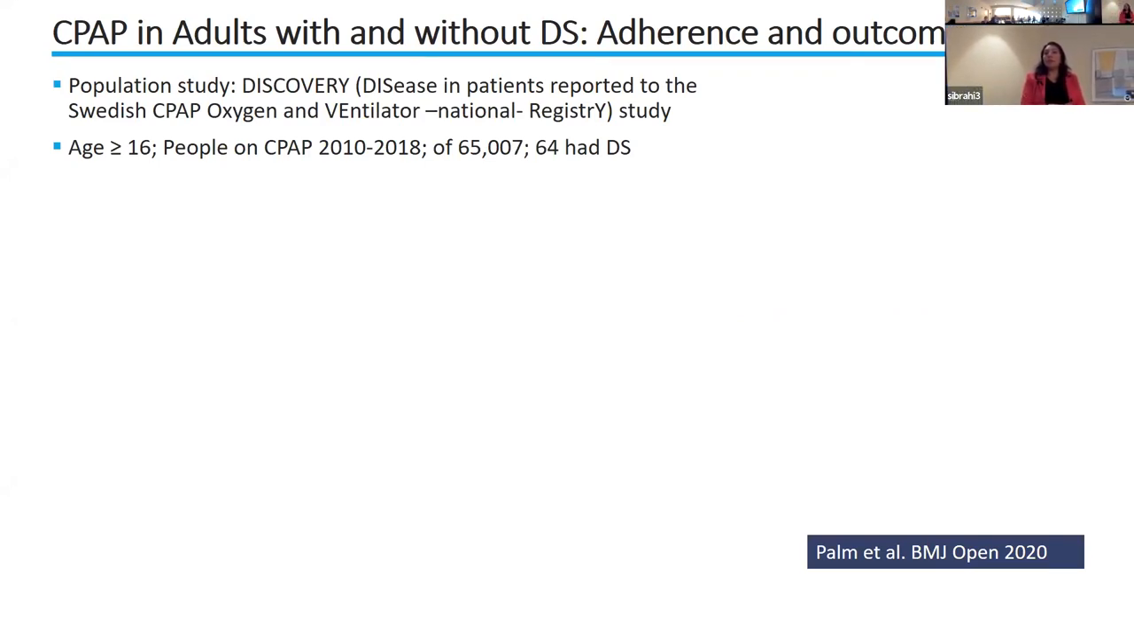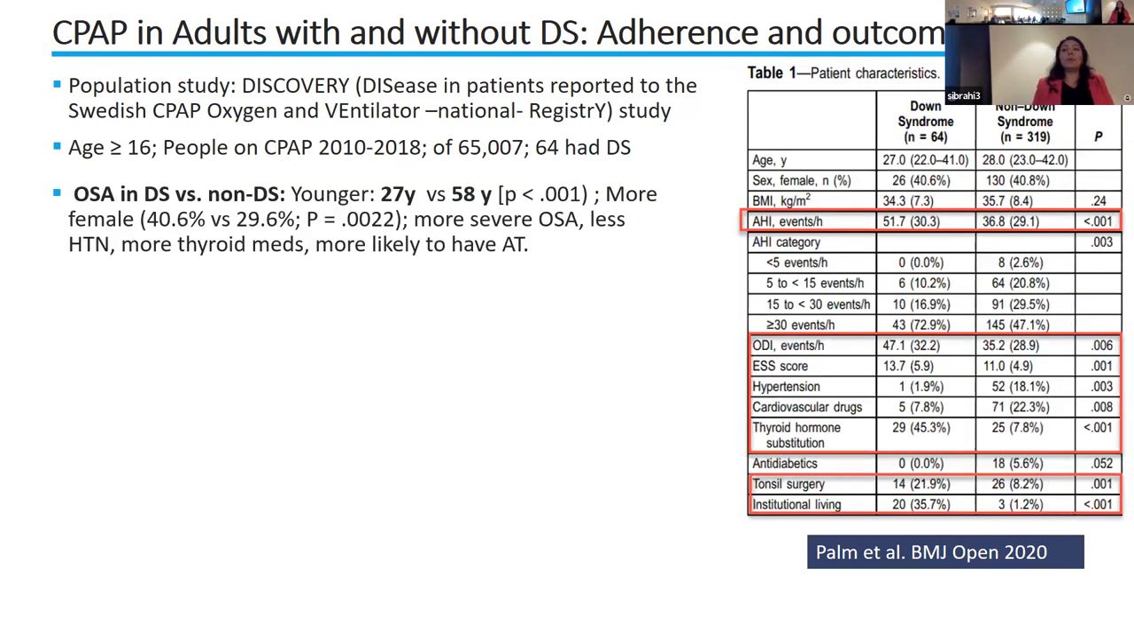CPAP in adults with and without Down syndrome, look at some adherence data in this population as well as outcomes. And so there's a population study called the Discovery. It's a Swedish group, people on CPAP looking at sort of an 8-year period, lots of people on CPAP, 65,000, but only 64 had Down syndrome. So maybe it was underestimated here potentially. But of those, what do they see?